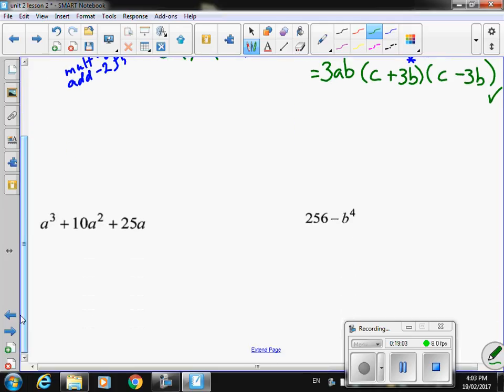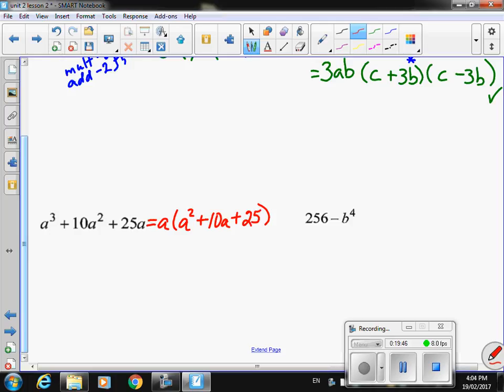Number 3, a cubed plus 10a squared plus 25a. Looking for a greatest common factor, first of all, I see that there's an a in all three terms. That will be my greatest common factor. A times what to get the first term? I need a squared, so that when I multiply by a, I get a cubed. I still need the number 10 for the second term, and I need an a, because a times 10a would be 10a squared. Plus, for the third term, I have my a, I need 25. So I've done my greatest common factor.